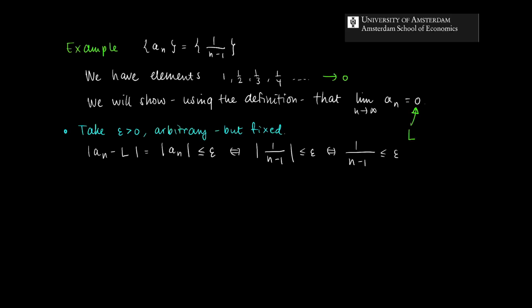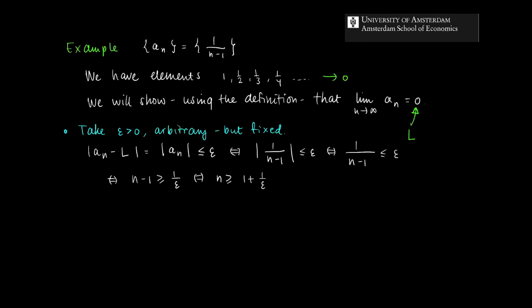All right, so now we just take the reciprocals on the left hand side and the right hand side, so that we get m minus 1 is larger equal than 1 over epsilon, right? So the inequality is reversed. So m minus 1 is larger equal 1 over epsilon, which means that n is larger equal 1 over epsilon plus 1. So if we just take n larger than this number, 1 plus 1 over epsilon, then we're doing okay, right?